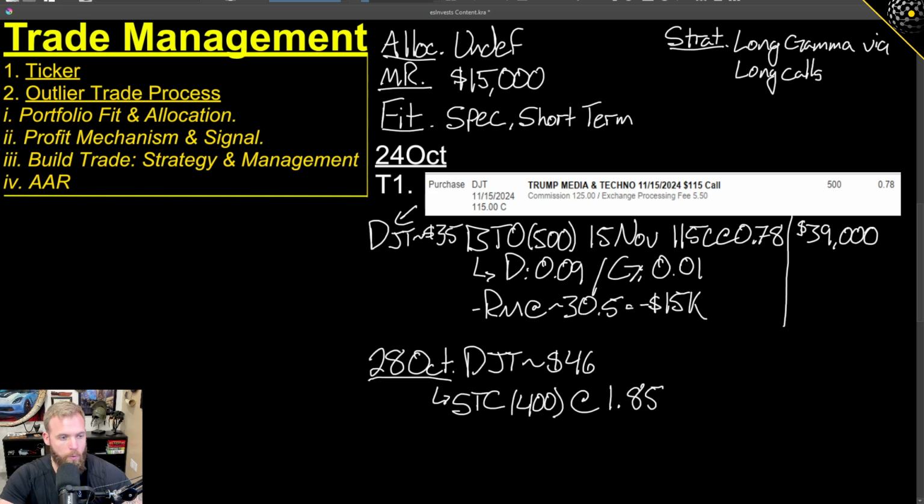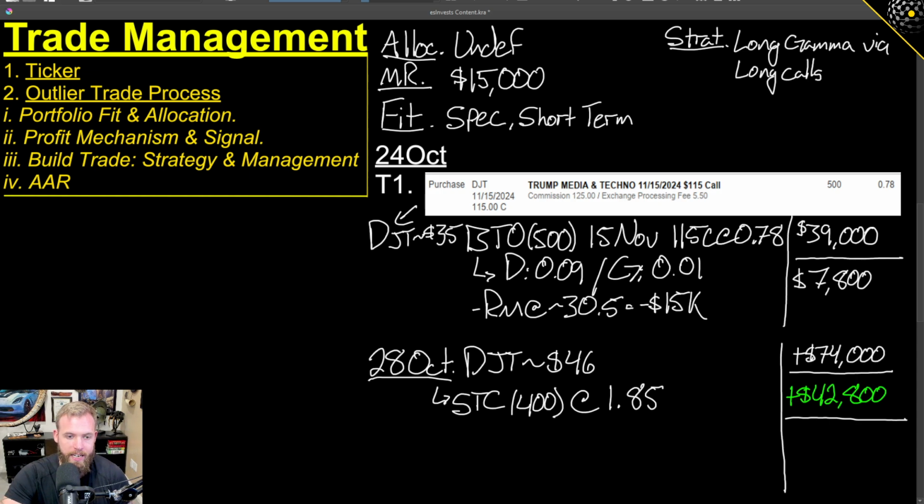So on the 28th of October, DJT was around 46 bucks, and I sold to close 400 of these for $1.85. So that brought in 74K total, and netting it against the outlay for 400, the net P&L for this specific position was 42,800 bucks. And that left me with $7,800 in residual risk in the position that was remaining. So 100 lots still at 0.78.